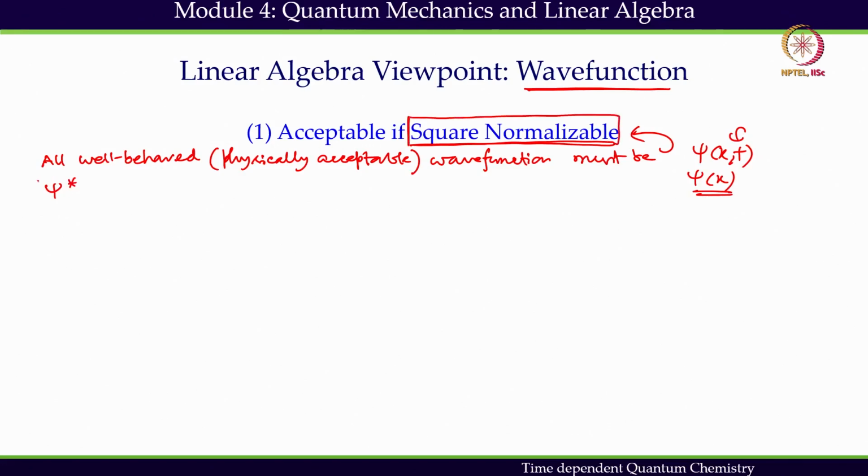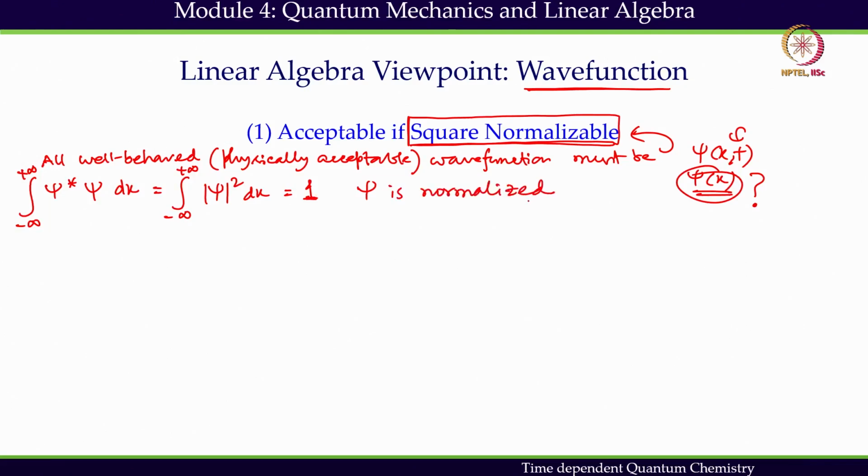So if we look at this wave function, it has to be square normalizable. What does it mean? It means that if I want to check whether this wave function is usable in quantum mechanics, then immediately I have to find out this integral of psi star psi dx. This is nothing but the integral from minus infinity to plus infinity of the square of the absolute value of psi dx, which is 1. It should be 1. This is called the normalization condition, and when it is 1, psi is normalized.